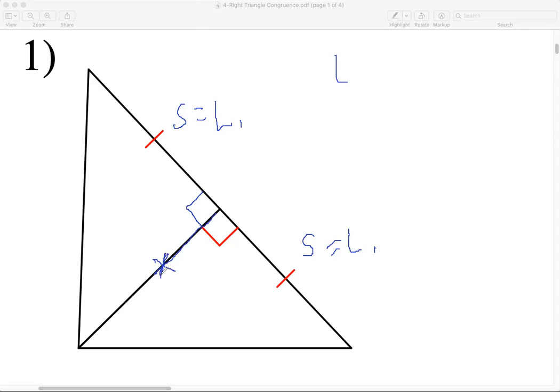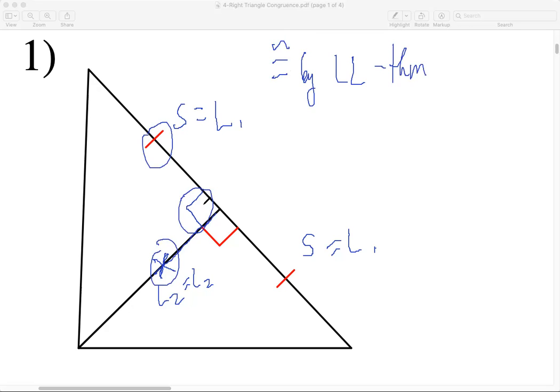We know that this leg is the common leg of two triangles, and they share the same leg. That's why these two legs of the two triangles are congruent. So this is leg 2, and leg 2 is equal to leg 2 by the reflexive property. So that's another leg. That's why these two triangles are congruent by the leg theorem, or side angle side, right? Side angle side, or the leg theorem, since we're talking about a right triangle, okay?